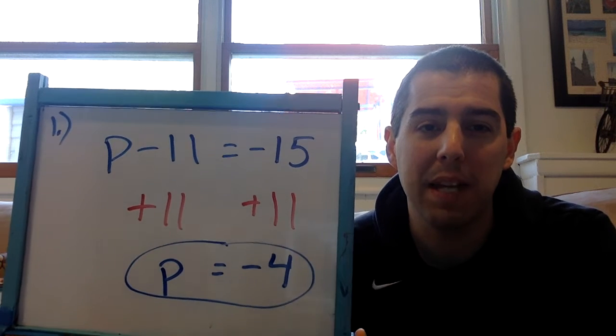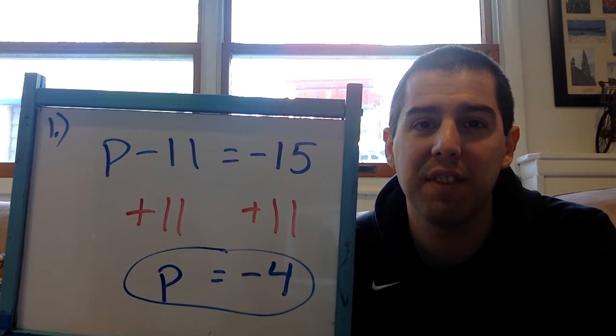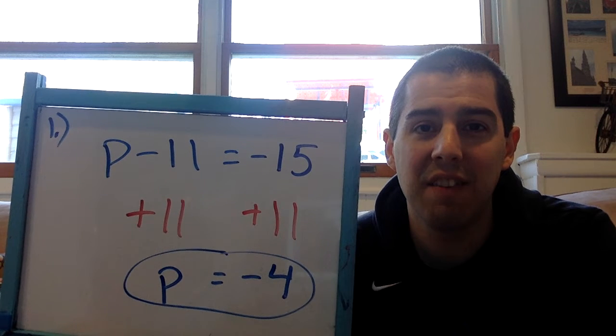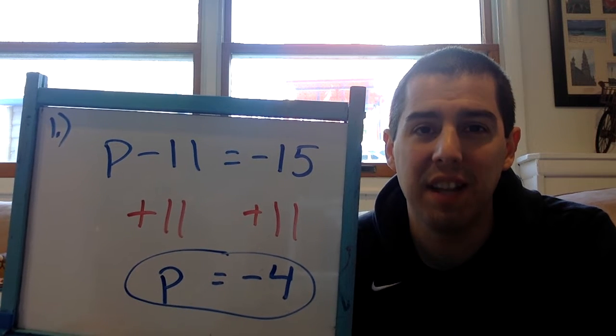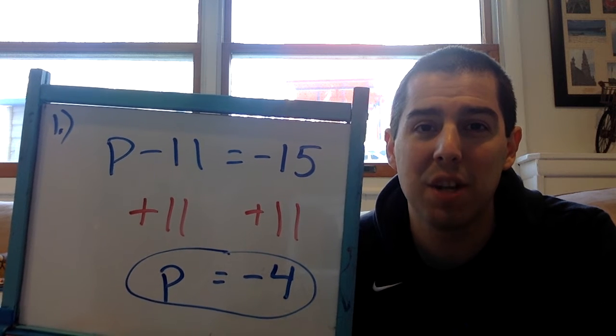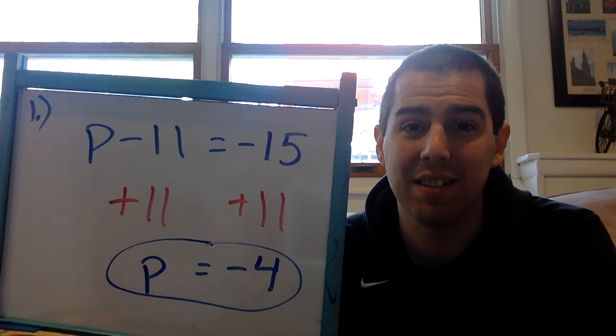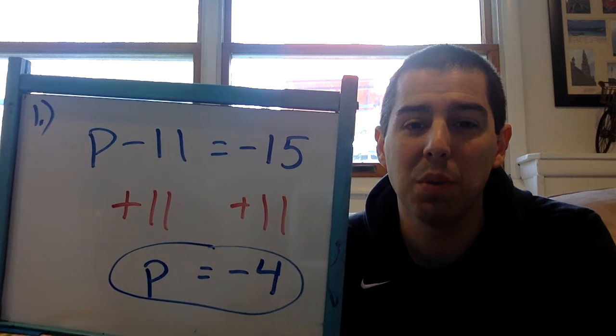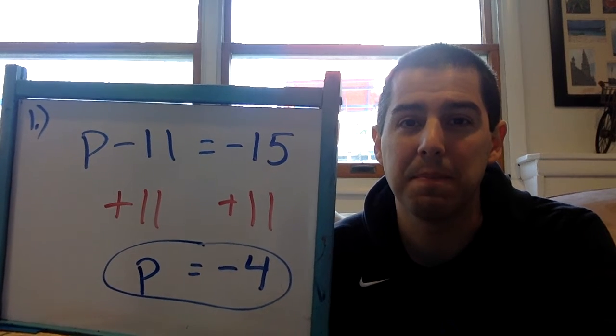Number 1, p minus 11 equals negative 15. I added 11 to both sides. On the left side of my equation, I isolated the variable, and on the right side of my equation, I balanced the equation. P equals negative 4.